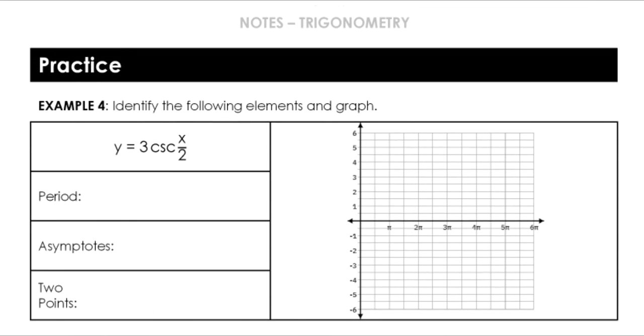Okay, let's look at our 3 reciprocal functions now. Our first reciprocal function that we're going to look at is cosecant. So we have an a value of 3 and that b value of 1/2. So the period for this one, when it changes, is 2 pi over the b value, which is 1/2 in this case. So when I simplify that, I get a period of 4 pi.